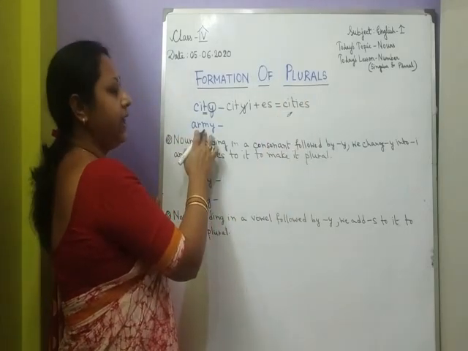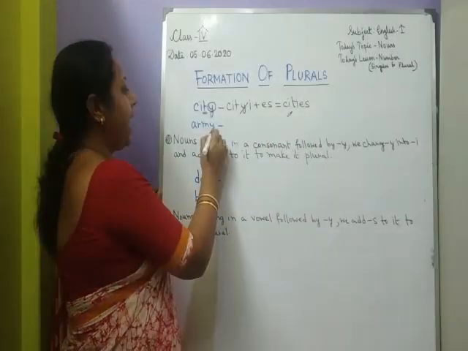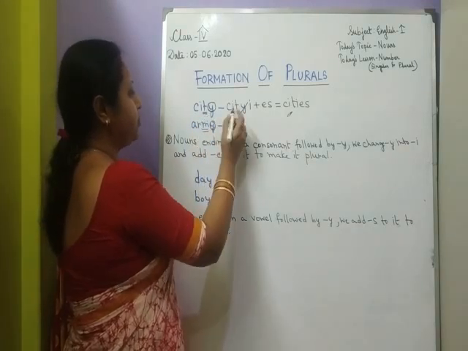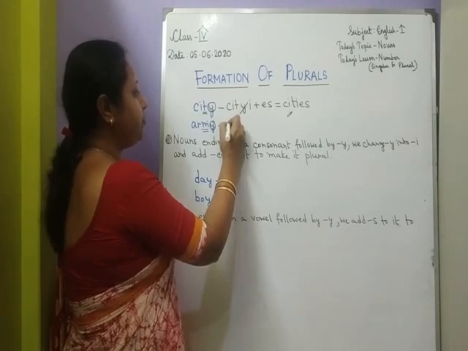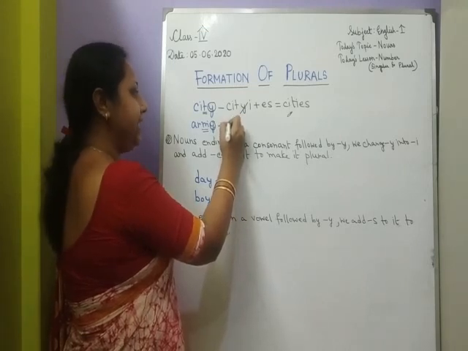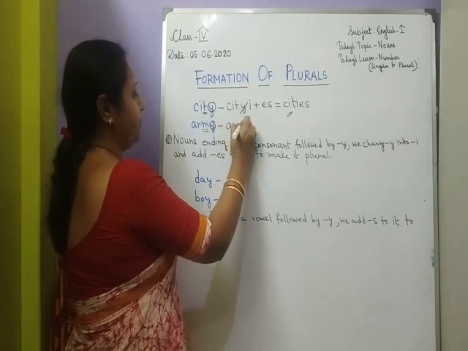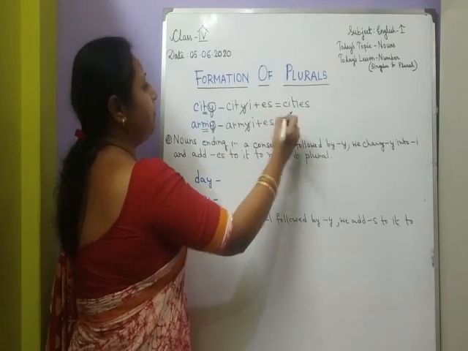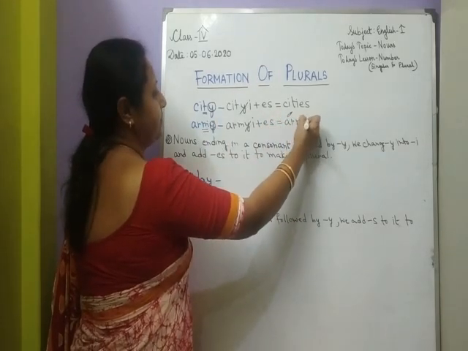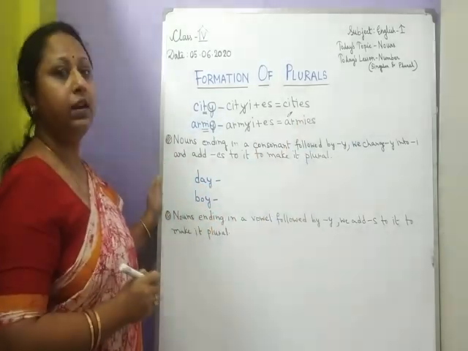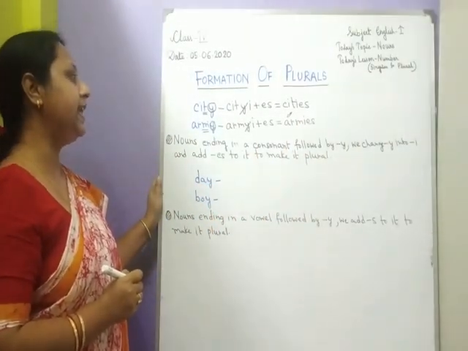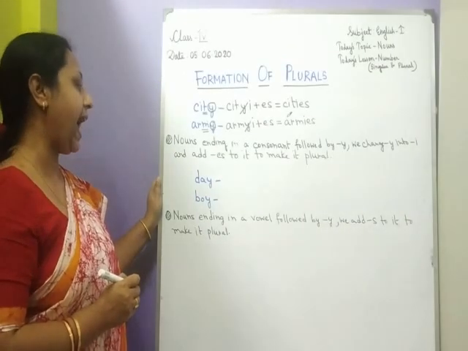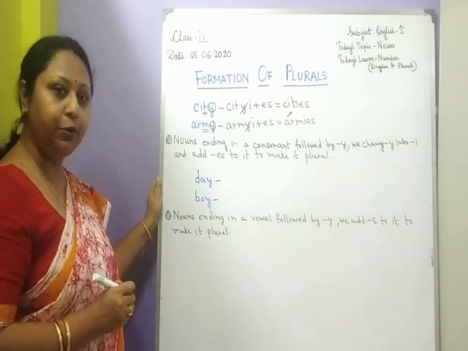Similarly, army, it is ending with the letter Y and before Y there is a consonant, M. So to make it plural, we have to change Y into I and add ES to it. So army will be armies. So we must remember nouns ending in a consonant followed by Y, we change Y into I and add ES to it to make it plural.